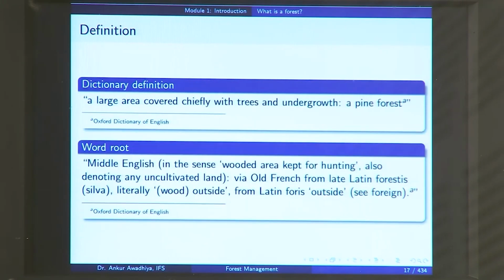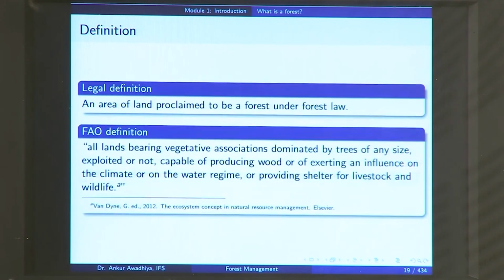It is something that we just saw before, a large area that is covered chiefly with trees and undergrowth, for example a pine forest. So, the Supreme Court is now saying that whether an area is a forest or not, we are only going to look at the dictionary definition. We are not going to see whether it has been defined as a forest under any forest law or not. If it is any area that is having trees, if it is a sufficiently large area and it is having trees and undergrowth, we will say that it is a forest, we will consider it to be a forest.